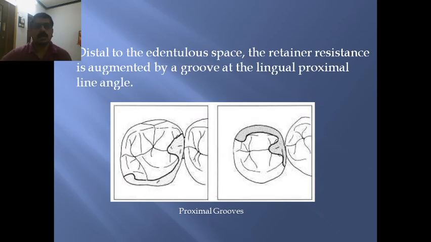Now, distal to the edentulous space, the retainer resistance is augmented by a groove at the lingual proximal line angle. Here we can see this is the rest we have given. Here we give a good 180-degree wrap, and at the end of it, on the lingual proximal line angle, we can see a proximal lingual groove.